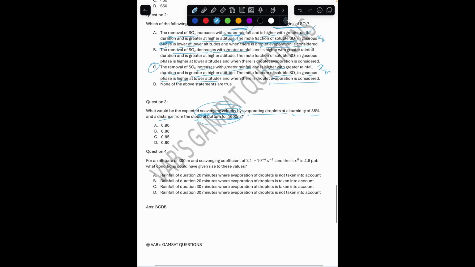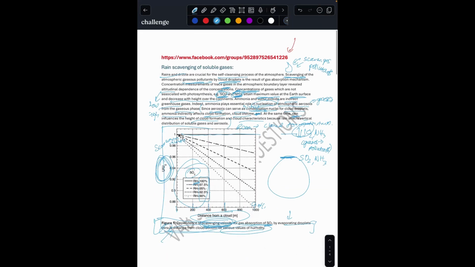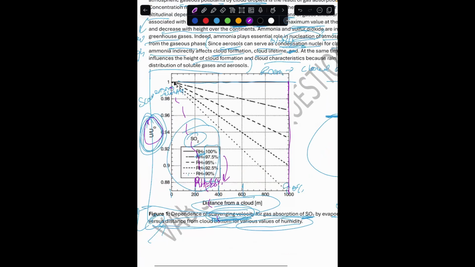So distances at 1,000 meters, they're asking us to find the U over U0 because that's scavenging velocity. So here's your 1,000. I think I should use a different color. Now we're trying to find U/U0 for a humidity of 85%. 85% is very different to what we've got here. It's much lower. So obviously you could think it's going to be much lower.